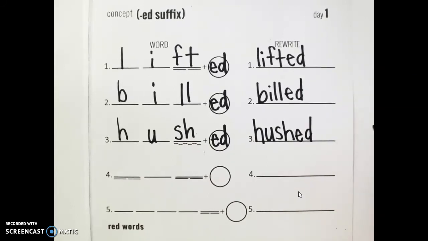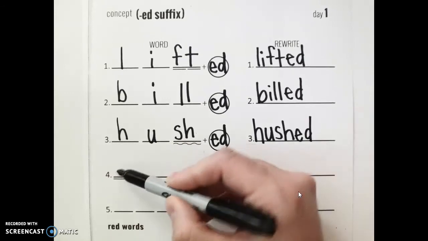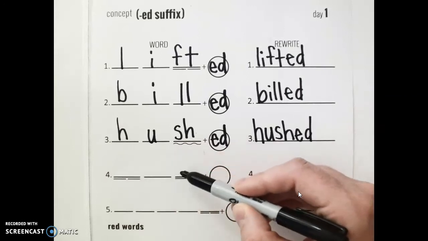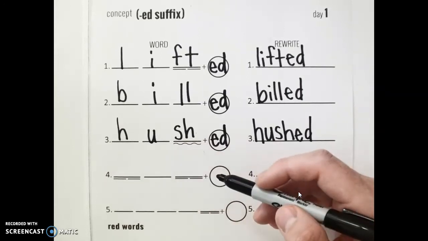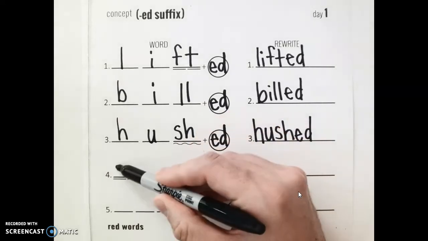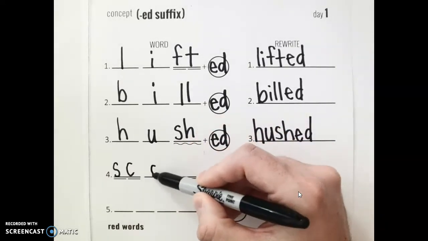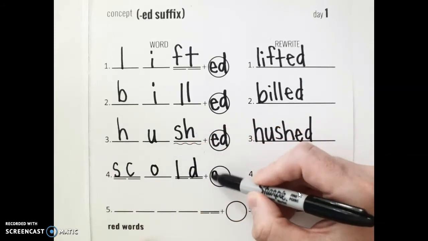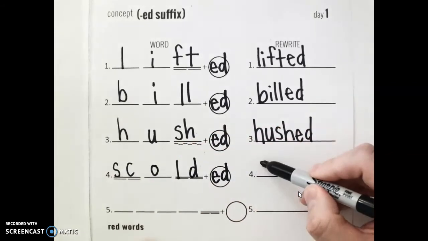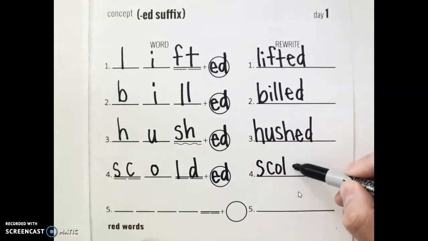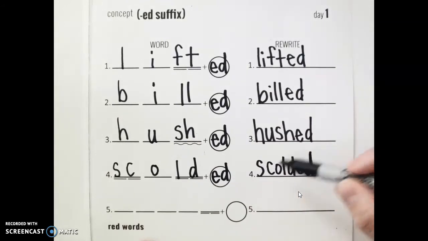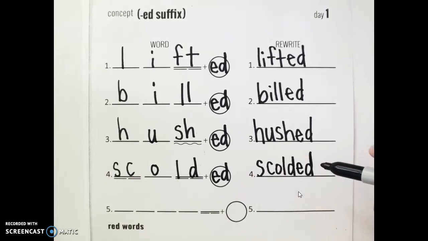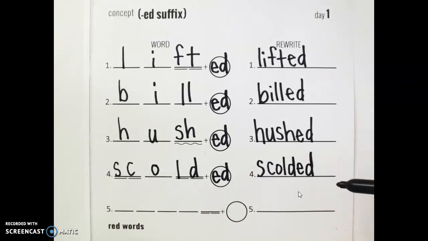Number four is the word scolded. Scolded. My base word is scold. S-k-o-l-d. Scold. Id. Now we have the word scolded.